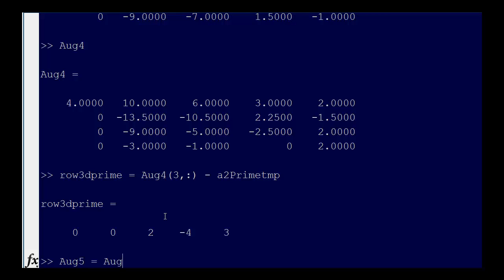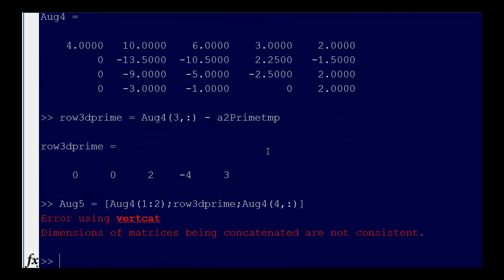Now, og5 equals og4. Right? So for the first two, we're good. So we go 1 to 2. They're fine. First two rows are fine. And then we want row 3 double prime. And we're doing rows. And then after that, we want to put in the fourth row just as is. Okay, that should be that.